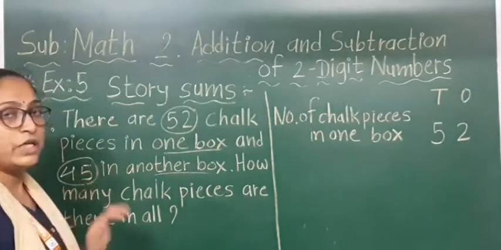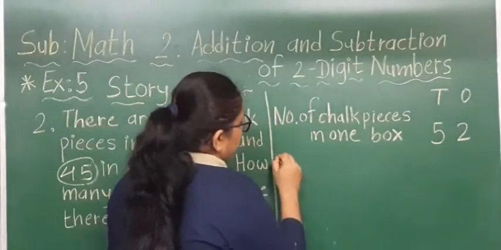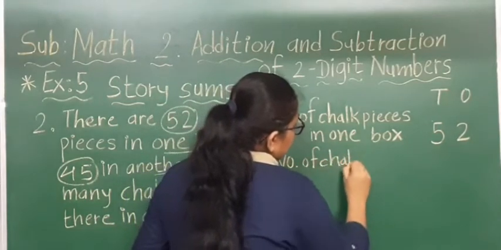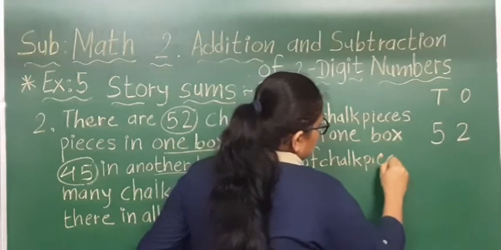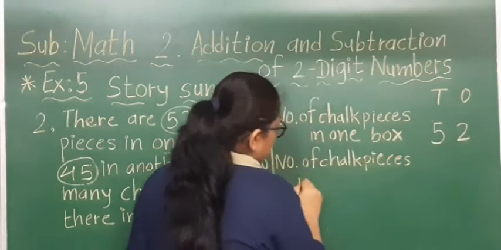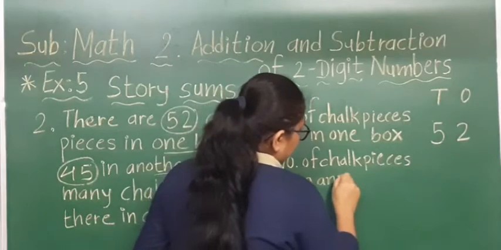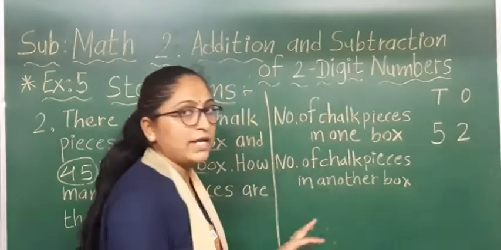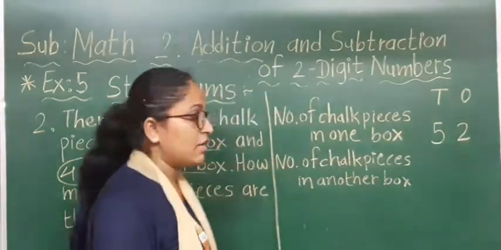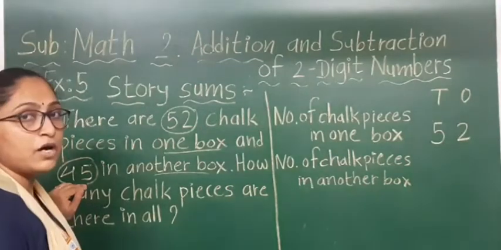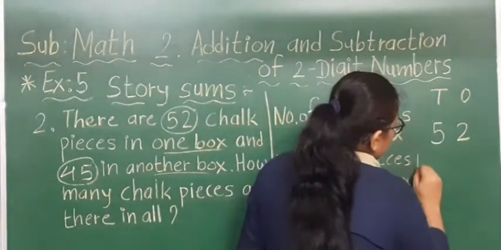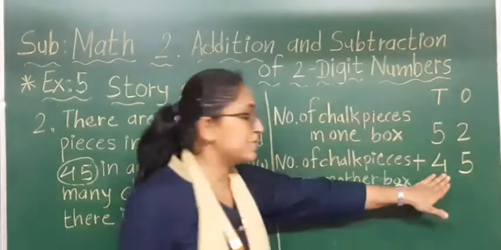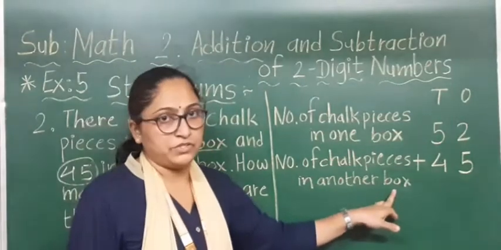There are 45, right? So here I am going to write the number of chalk pieces in another box. Okay, here this is the another box. So here we have to write down the number of chalks in the other box, 45 chalks, right? So here put the addition symbol, 45. That is the chalk pieces that is in another box, right?